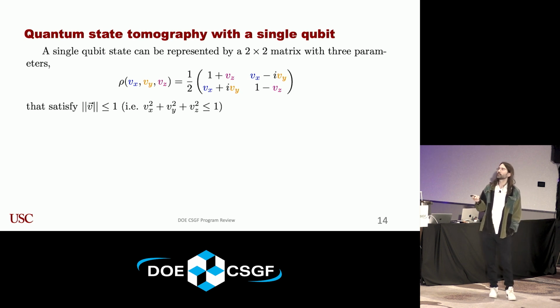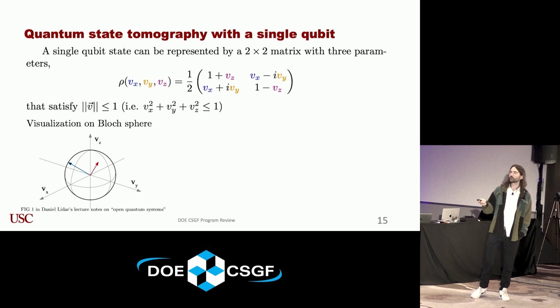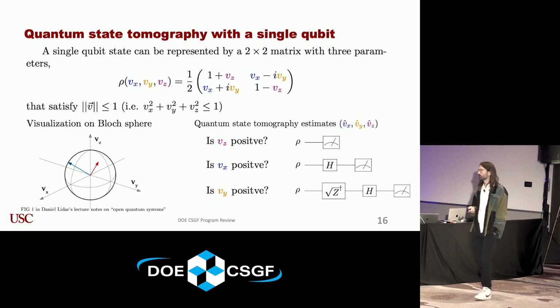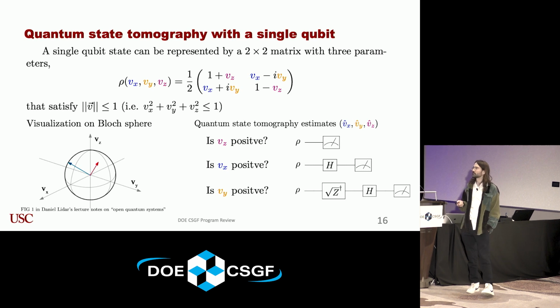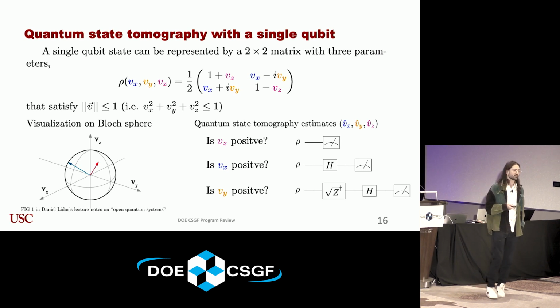And you may already know that, but if you don't, it can be represented by a 2x2 matrix. And I've decided to parameterize it by three real parameters, Vx, Vy, and Vz, which satisfy this norm inequality. And due to this norm inequality, we can picture it on some sort of Bloch sphere, although more accurately, we should call it a Bloch ball, because the norm could be less than 1.